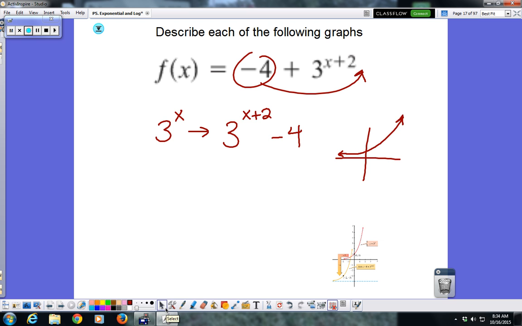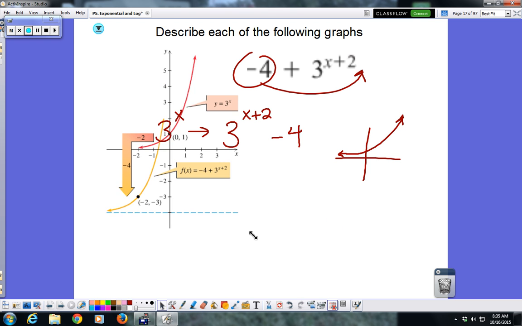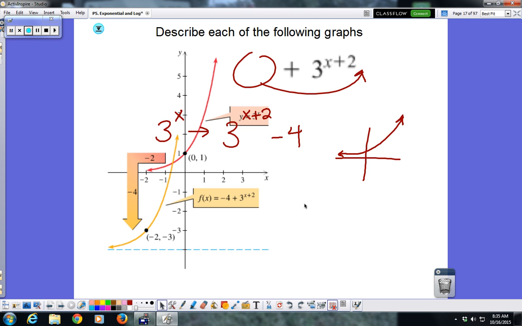It's not multiplication, it's subtraction there. So this plus 2 moved it left 2, this minus 4 will move it not up but down. The only time you use backwards is when it's on the x. So there's your 2 graphs. Here's 3 to the x power, take this, move it left 2, move it down 4, and there's your new graph. Left 2, down 4.